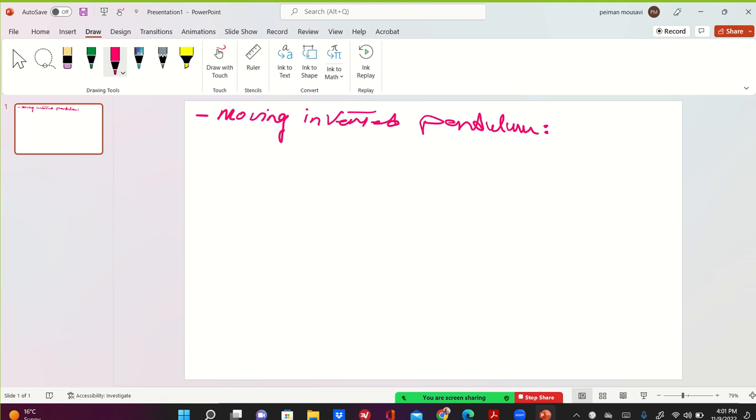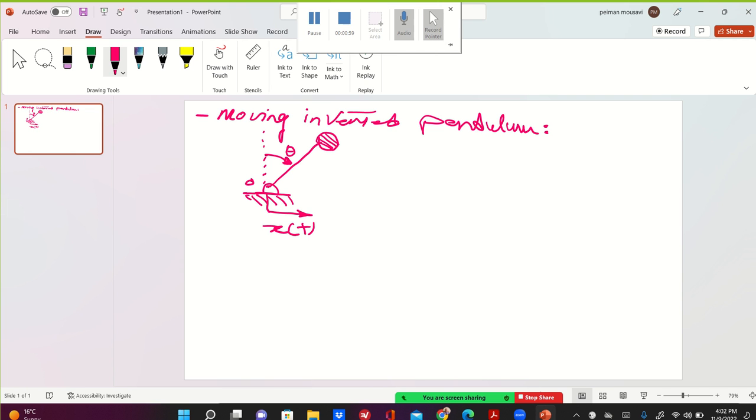So this is what you have. Suppose that you have a pendulum here, and the angle coming down here is theta, and the point O moves with x of t. The base moves with x of t.